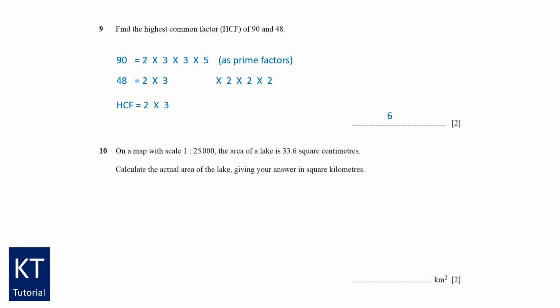Question 10. On a map with a scale of 1 to 25,000, the area of a lake is 33.6 square centimeters. Calculate the actual area of the lake, giving your answer in square kilometers. It is to be noted here that all conversions will also need to be squared to arrive at the actual area of 2.1 square kilometers.